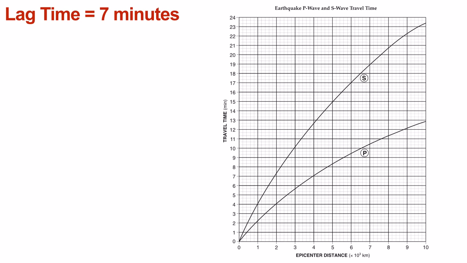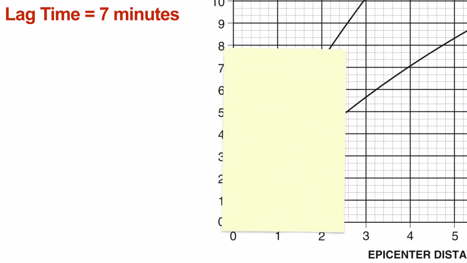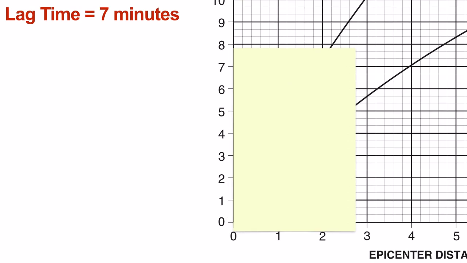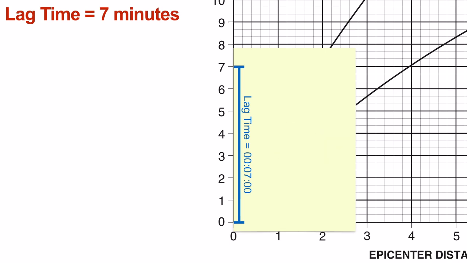Let's keep that number in mind and take a look at our reference tables. Now, we're going to use a method known as the wedge method to figure out just how far away an earthquake is that would have a lag time of 7 minutes. To do that, we need some scrap paper. And what we'll do is we'll take our scrap paper and we'll align it with our vertical axis, or our travel time axis, on our reference table. And we're going to go ahead and mark off the lag time, which in this case is 7 minutes. I like to make a mark at 0 and a mark at 7, and I also like to label it just to make it very clear.